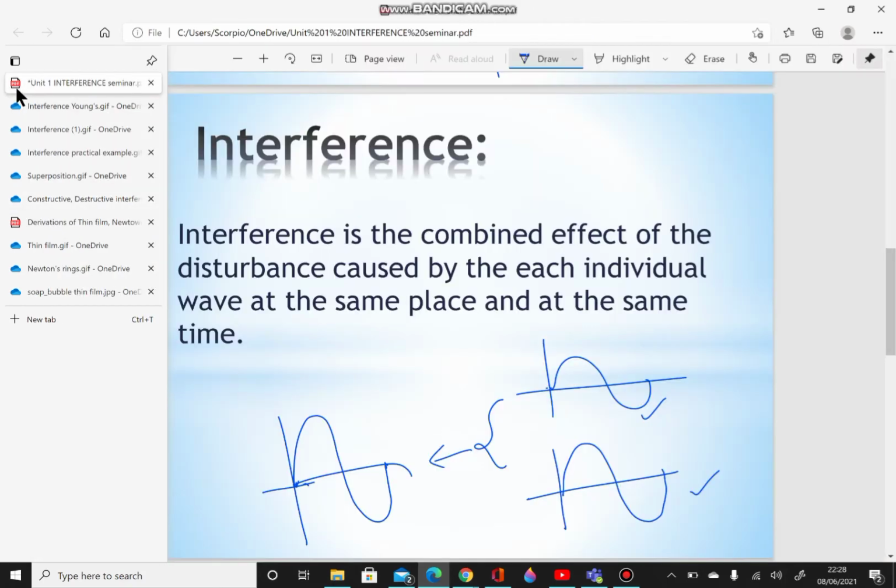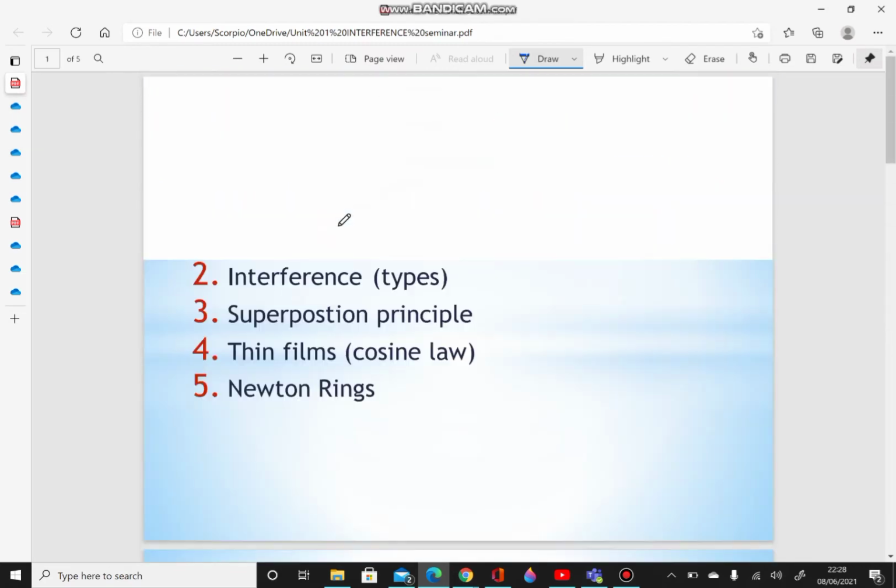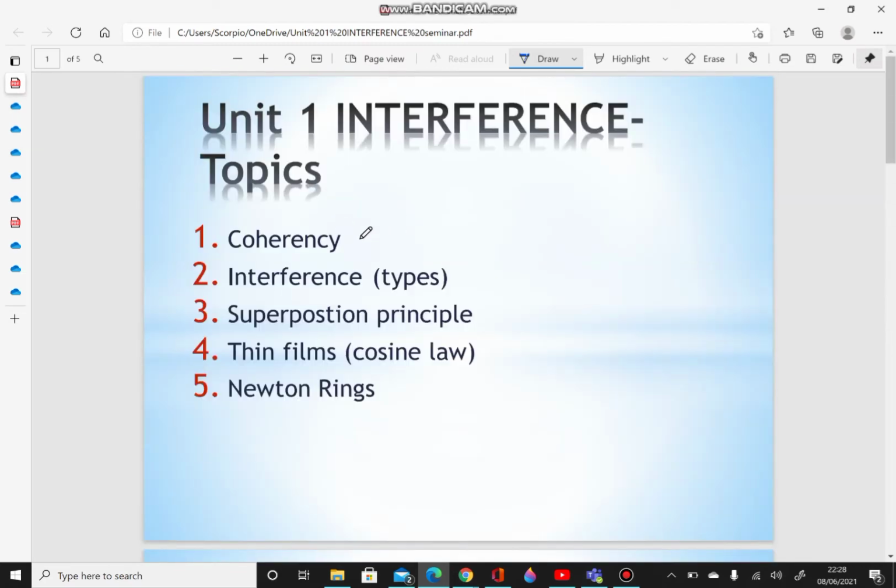So, that is all about coherency, interference and its types, and the superposition principle. Now, let's continue our discussion on the thin films experiment.